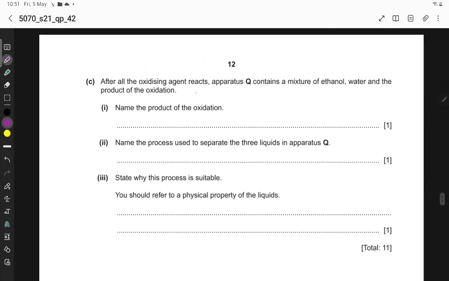After all the oxidizing agent reacts, apparatus Q contains a mixture of ethanol, water and the products of oxidation. Name the product of the oxidation. Ethanol is oxidized to form ethanoic acid.